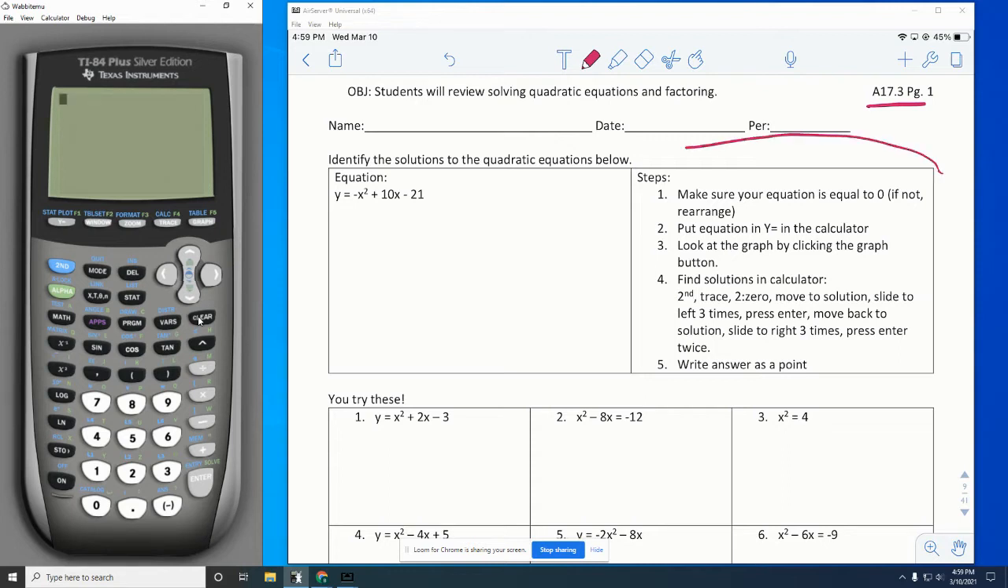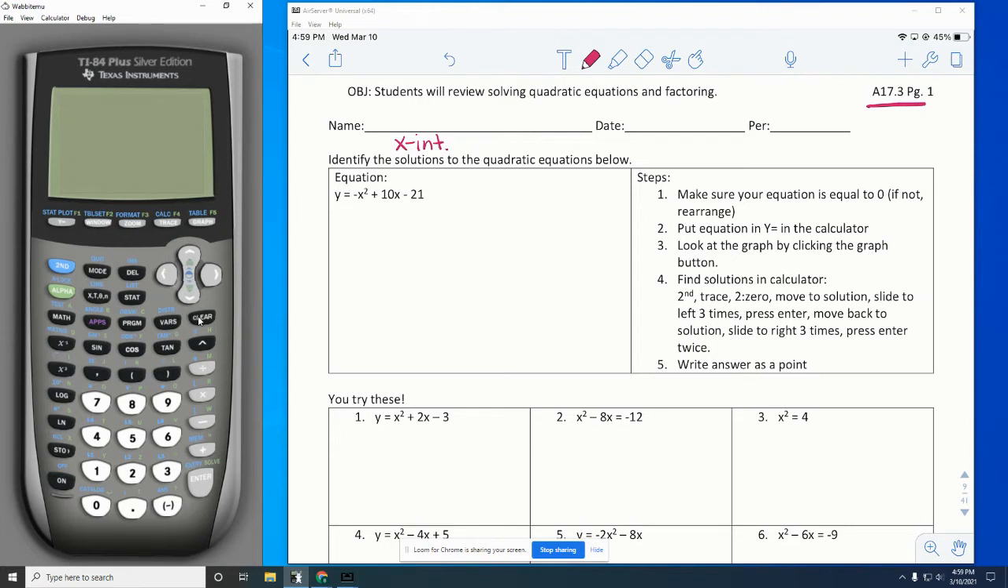Our steps are listed right here, but I want to remind you that anytime they are asking for solutions, they are asking for roots, solutions, x-intercepts, zeros. So it's basically a fancy way of saying, what are your x-intercepts?